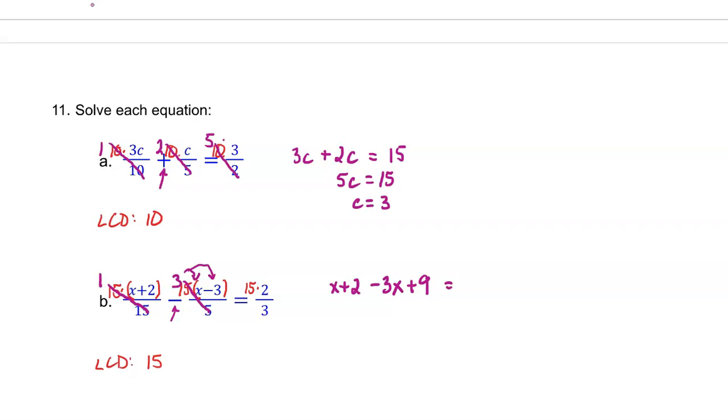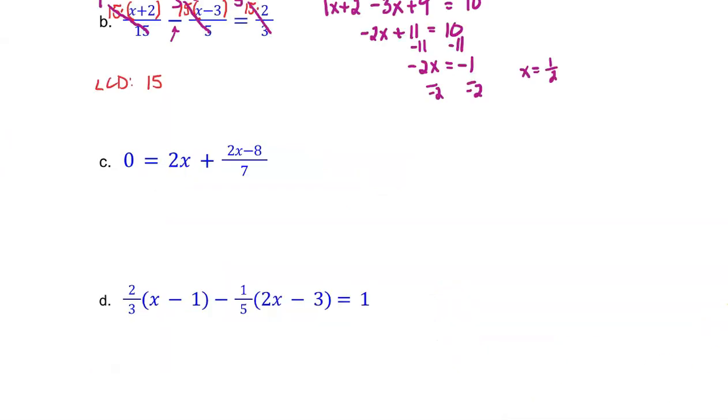Now what will happen on the right side of the equals? 15 over 3 reduces to a 5, and 5 times 2 is 10. We've created an equation with no fractions. 1x minus 3x is negative 2x. 2 plus 9 makes 11. Next step, subtract 11 from both sides. Negative 2x is equal to negative 1. Next step, divide both sides by the coefficient negative 2 to get x alone. x equals 1/2.